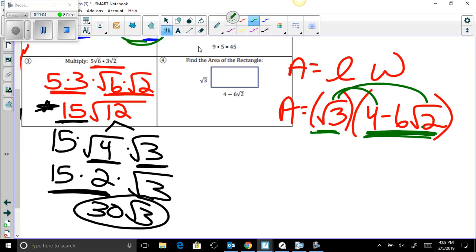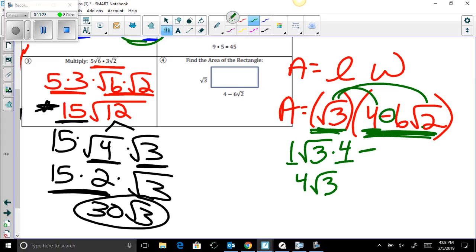So, radical 3 times 4. Remember, there's a 1 here, so 1 times 4 is 4, leave the radical 3 at the end. You can multiply if they're not like radicals, you just can't add or subtract. Minus, for my sign, radical 3 times 6 radical 2. Remember, the coefficient's 1 here. So 1 times 6 is 6. Radical 3 times radical 2 is radical 6.